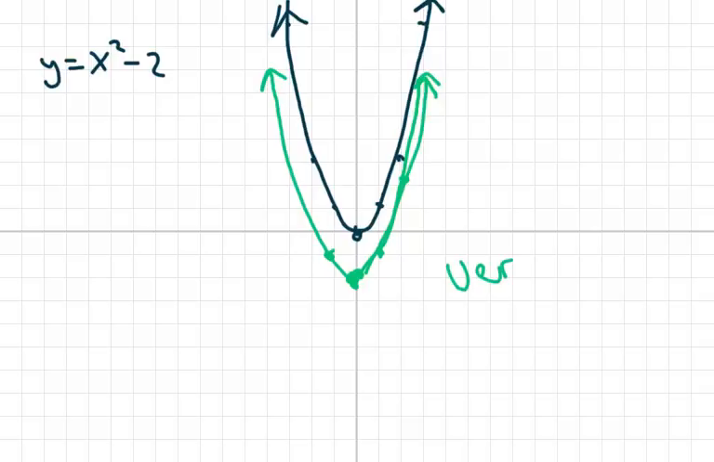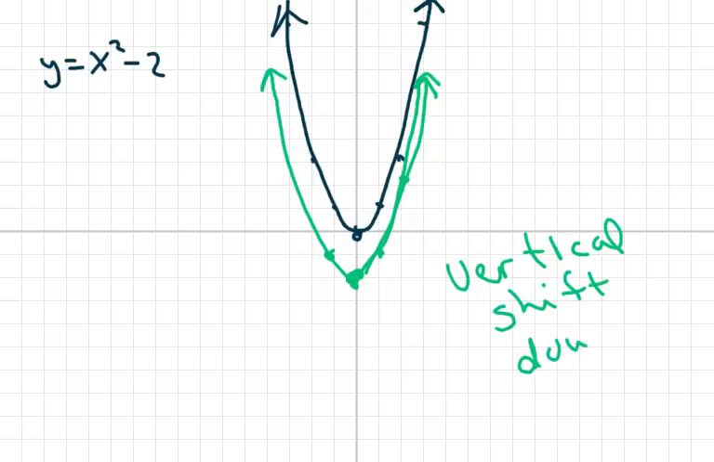So vertical shift down by 4 units. All right. Compared to the parent function. All right, let's do another one. Let's do the shrink. So let's do y equals 1/2 x squared.